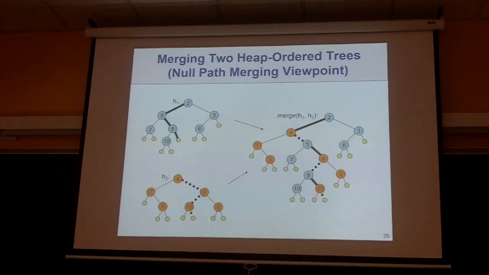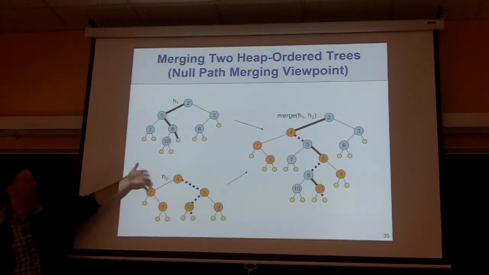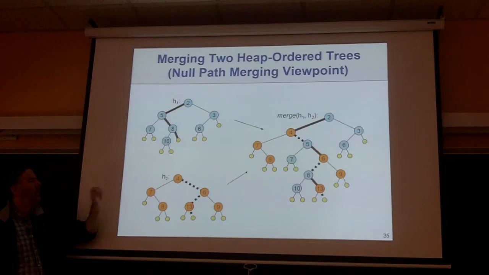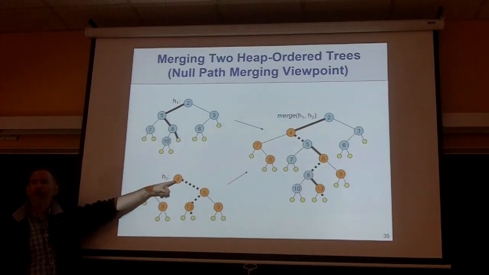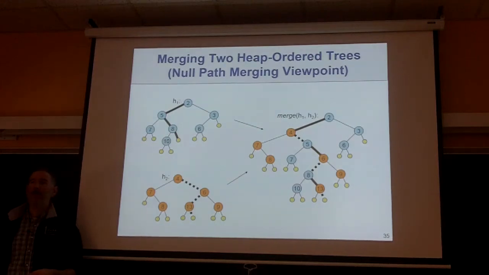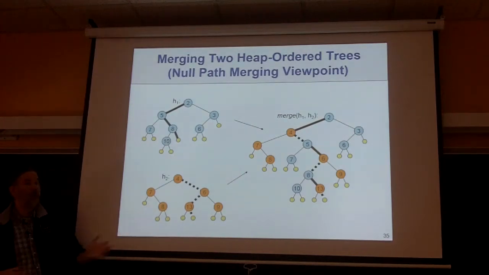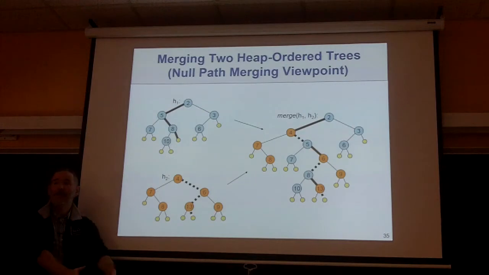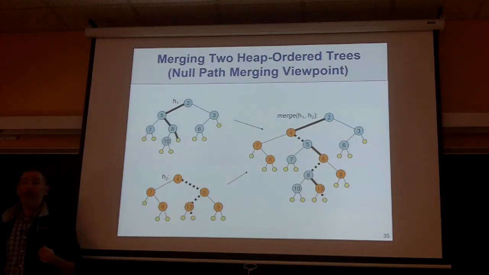If you think about that process from a null path perspective, how are you constructing your null paths? I start at the root, and how do I build a null path? Flip a coin, and if it's heads, I go left, if it's tails, I go right. So that process corresponds to just randomly walking down a tree to discover a null path. Is that going to be a good null path or a bad null path?